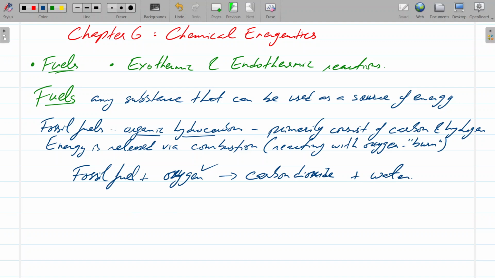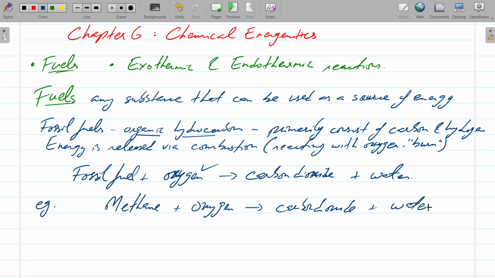So an example of this is methane, which is a gas, plus oxygen, obviously giving you carbon dioxide as we talked about, and water. What does it look like in terms of its formula? Methane is CH4, oxygen O2, giving you CO2, and water giving you H2O. Is it balanced?